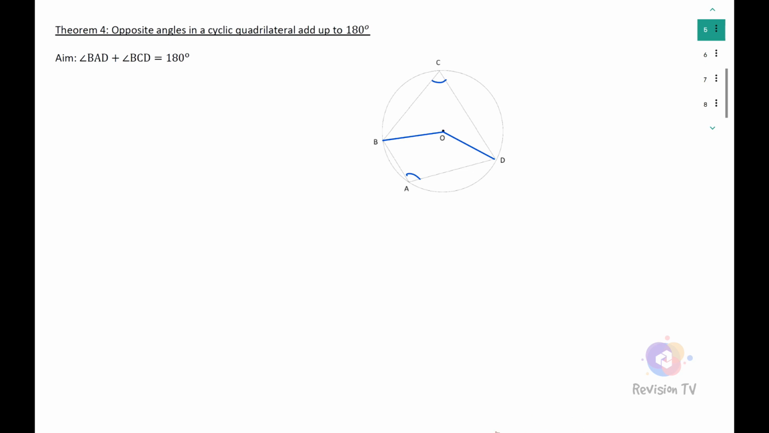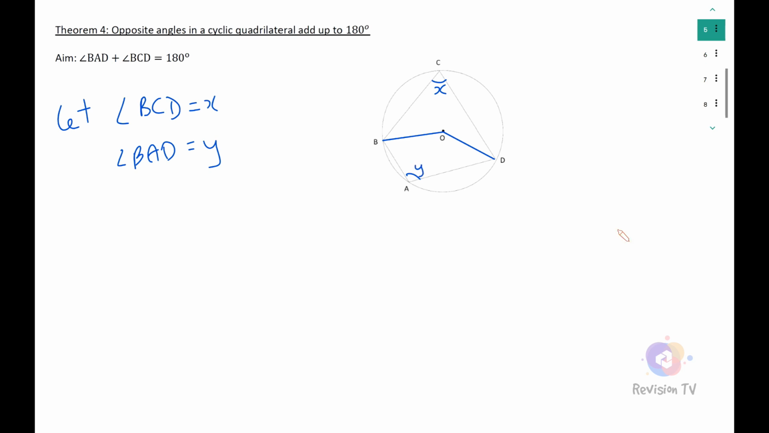Okay, so connect B and D to the center, noting the angles involved at the center. Next, we let the angle BCD equal x. So we let that be x, and we let the bottom angle, BAD, the bad angle, be y. Don't ask why. The bad angle is just y.